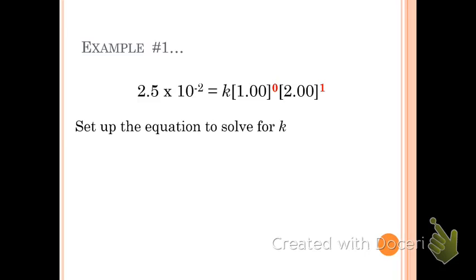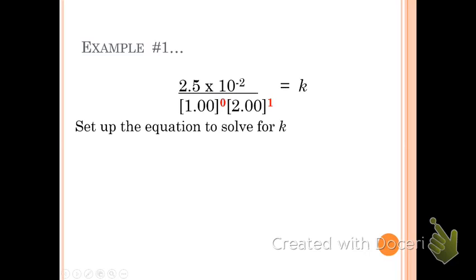Then we set it up to solve for k. Well, to solve for k, you need to remove this information because it is multiplied to k. And if something is multiplied and you need to move it out of the way, you have to do the opposite of the process, which is to divide it. So we're going to divide the concentration of 1 to the 0 power times 2 to the 1 power by both sides. When we do that, we now are setting up our equation for the constant.